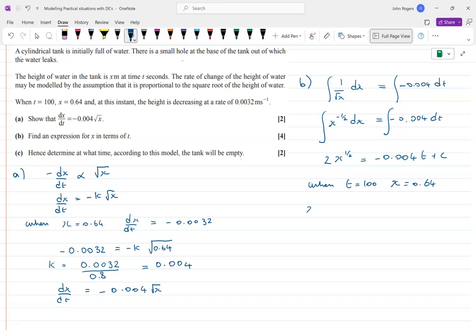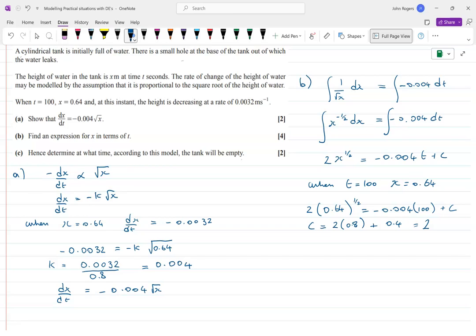So we have 2 times, sorry, 2 times 0.64 to the half equals minus 0.004 times 100 plus c. So that gives us c is equal to, this is 0.8, so 2 times 0.8 plus 0.4, and I think that's going to come to 2. Yes, it'll come to 2, won't it? So c is equal to 2.